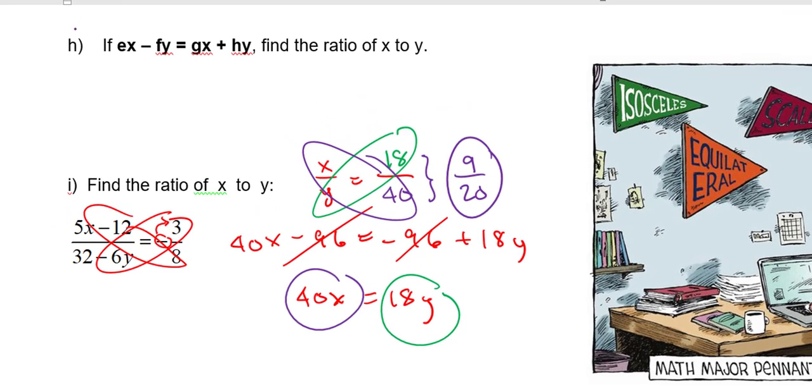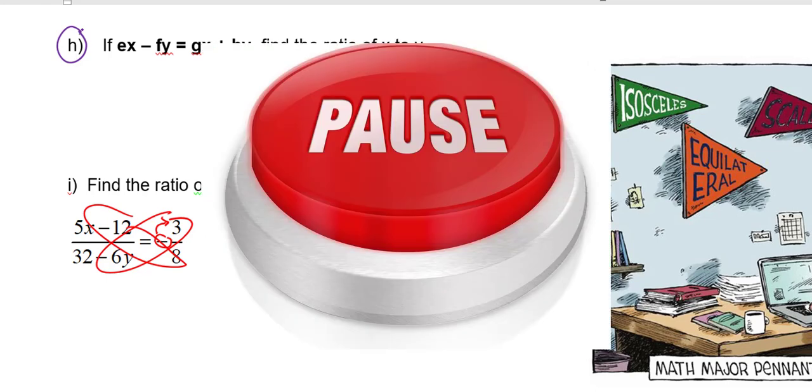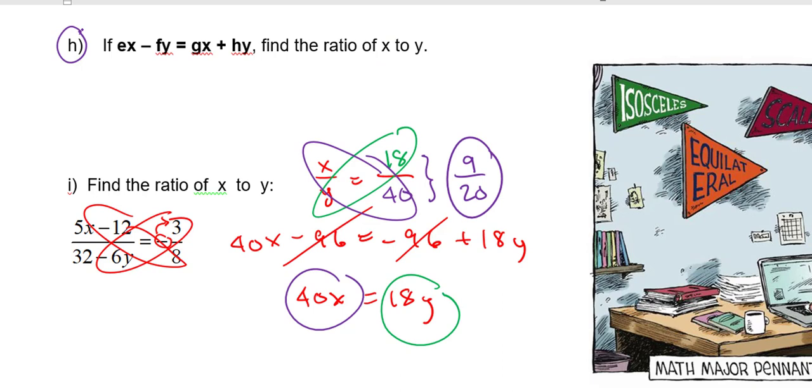Okay, one last problem here. If you want to challenge yourself, pause the video right now and try that problem. Find the ratio of x to y. If you paused it and you tried it, you should be doing something like this.